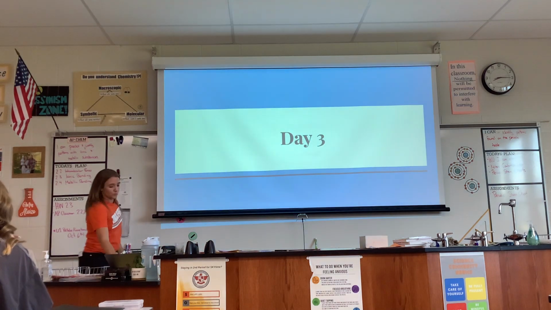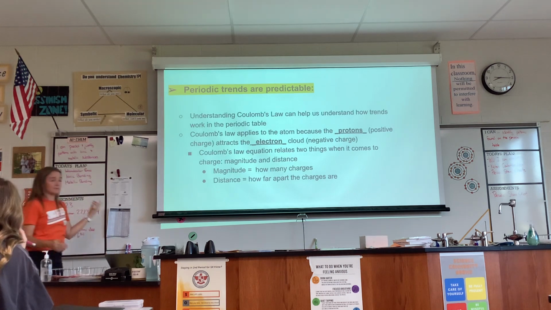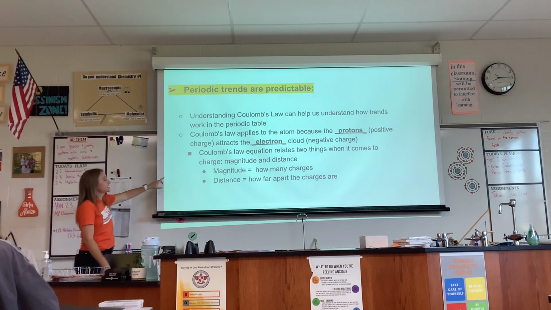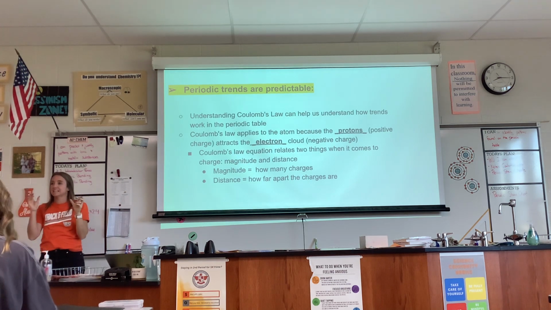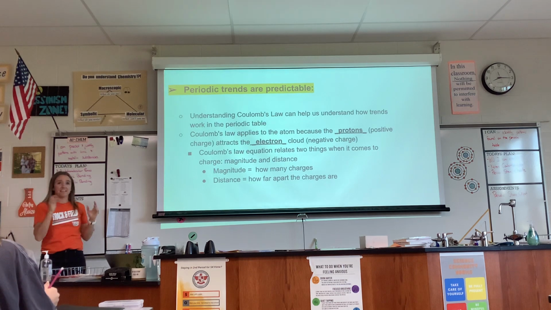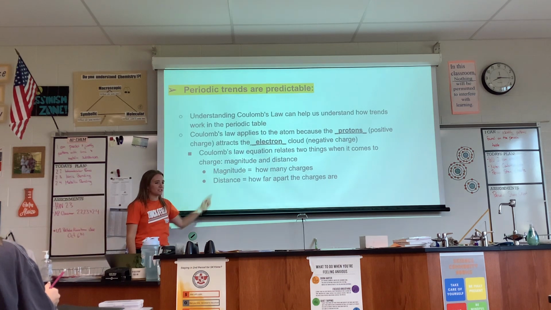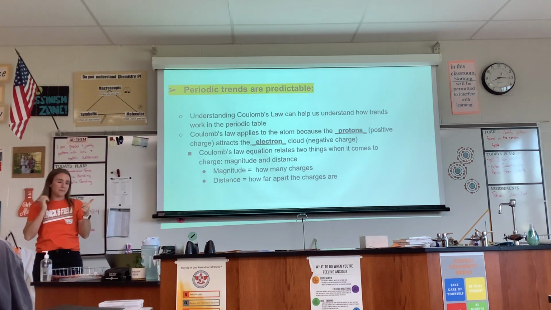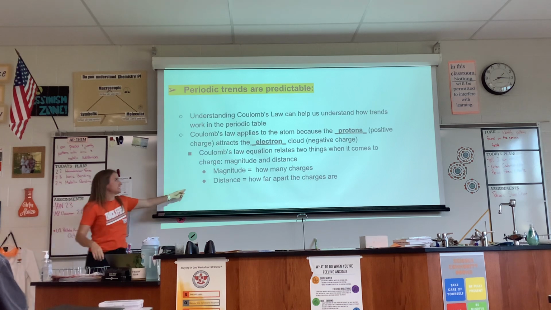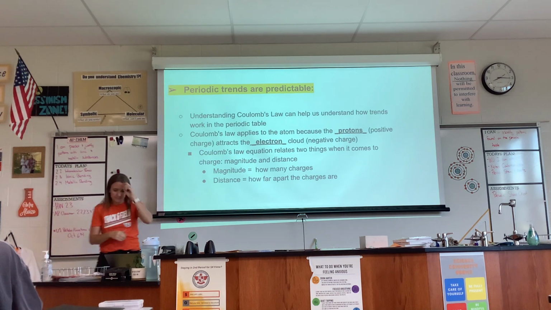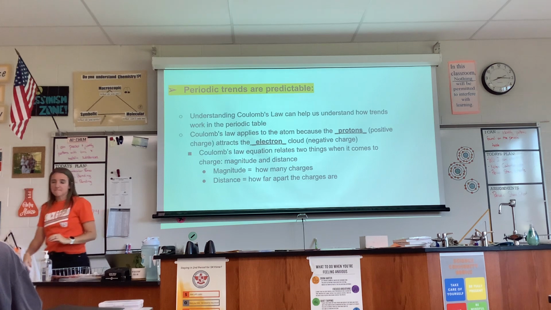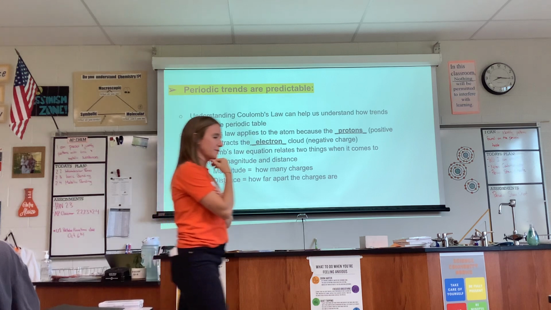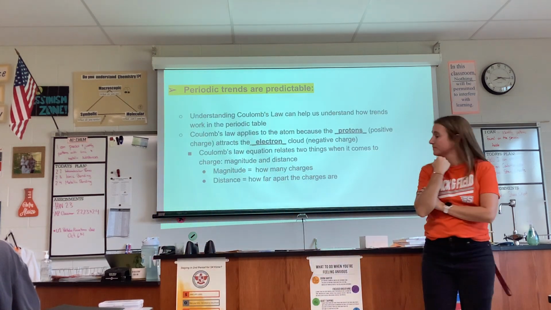All right, so Coulomb's law, as we learned last time, helps us understand how the trends work on the periodic table. It applies to the relationship between the positive protons and the negative electrons. And like we just mentioned in our warm-up, it's all about the magnitude and the distance. If magnitude goes up, attraction goes up. If distance decreases, attraction goes up. So fill those in, and then we're going to do a little piece to yourself, and then we'll share in that box right below.